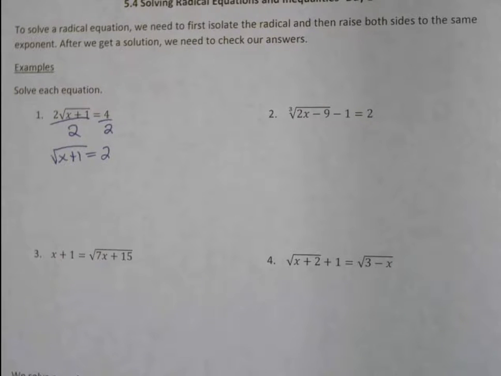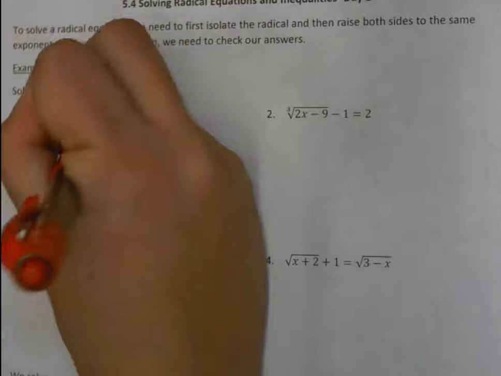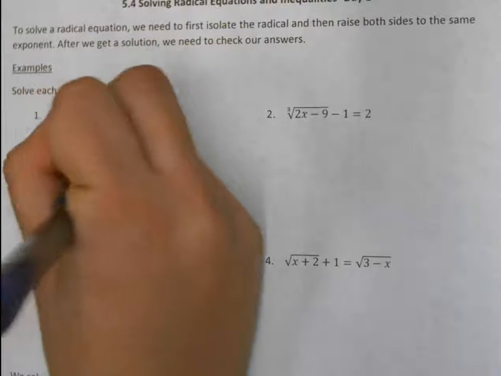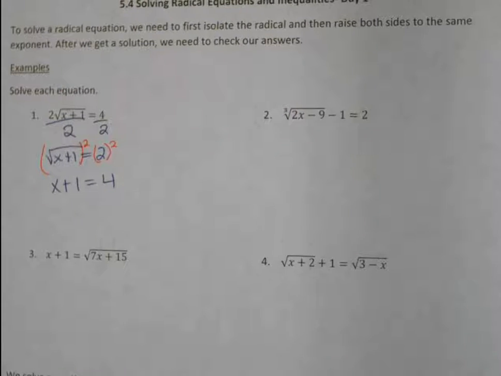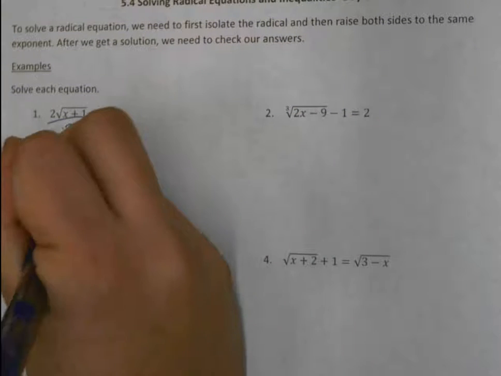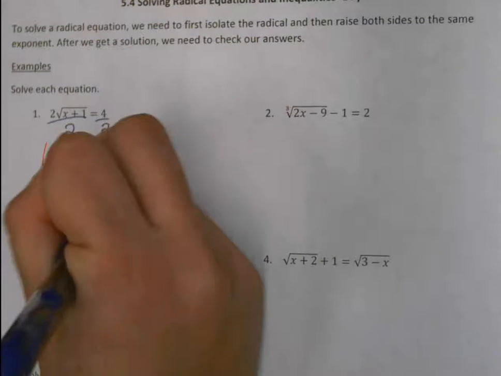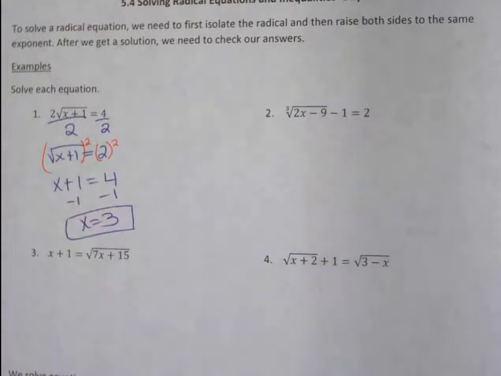Square it. I want to do the opposite of square rooting, which is squaring. Okay, so x plus 1 equals 4. And then I subtract 1 on both sides. X equals 3. Questions on this one?